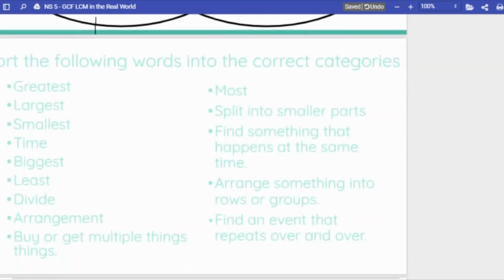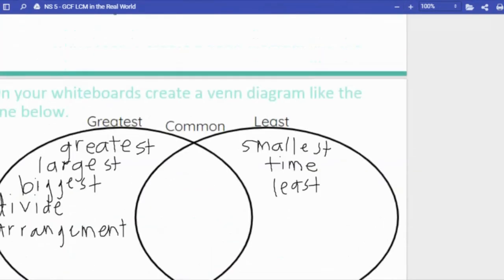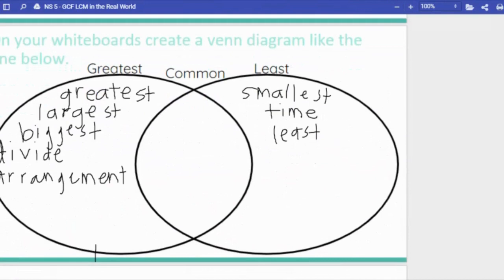Buy or get multiple things. Buy or get multiple things. So again, multiples of something are going to go in the least common multiple. So buy or get multiple things. And for the sake of our space, I'm just going to put buy multiple.